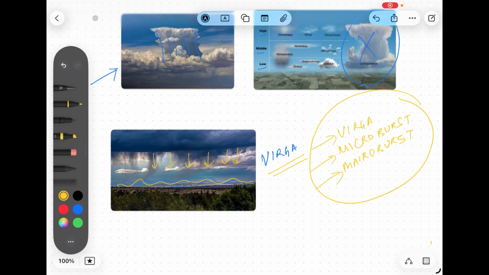So yeah, that's all about clouds. It's not a very difficult topic, don't worry, you'll be fine. Just do the questions and read through the theory once, that's all.